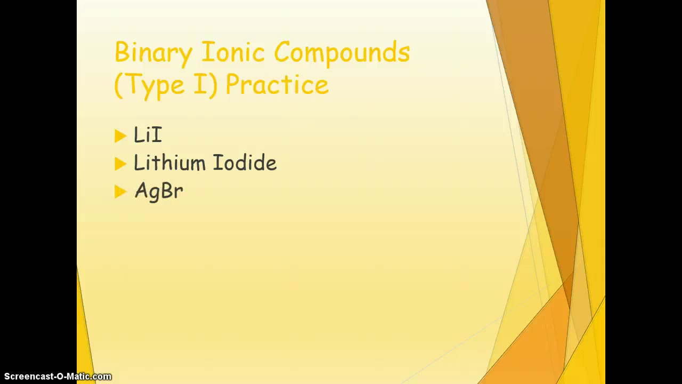Again, AgBr. Is the cation hydrogen? No. Is the cation a nonmetal? No. Is the cation a metal? Yes. Is it a transition metal? Yes. However, silver is one of the ones that we don't need to use a Roman numeral for. It's always a +1. So we're going to name it silver bromide.